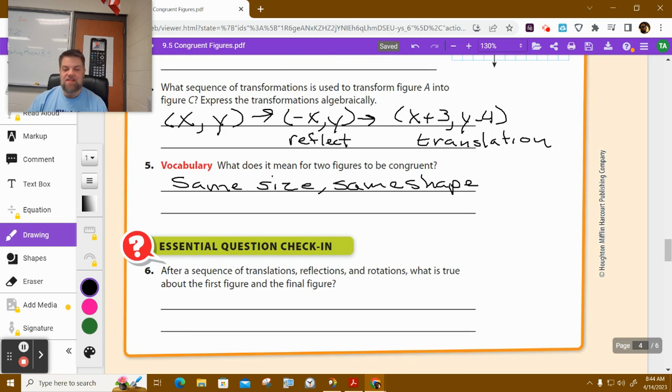All right, now last one. It says, after a sequence of translations, reflections, and rotations, what is true about the first figure and the final figure? Yeah, they are congruent.